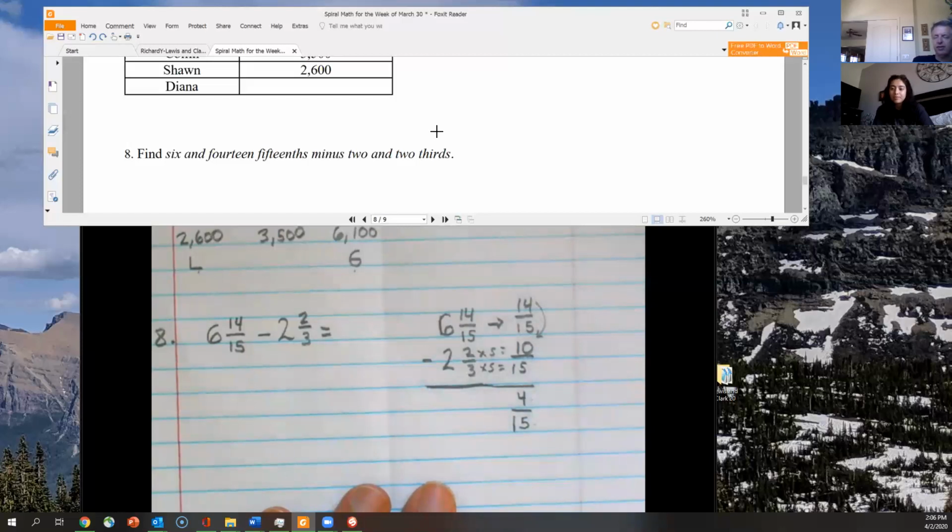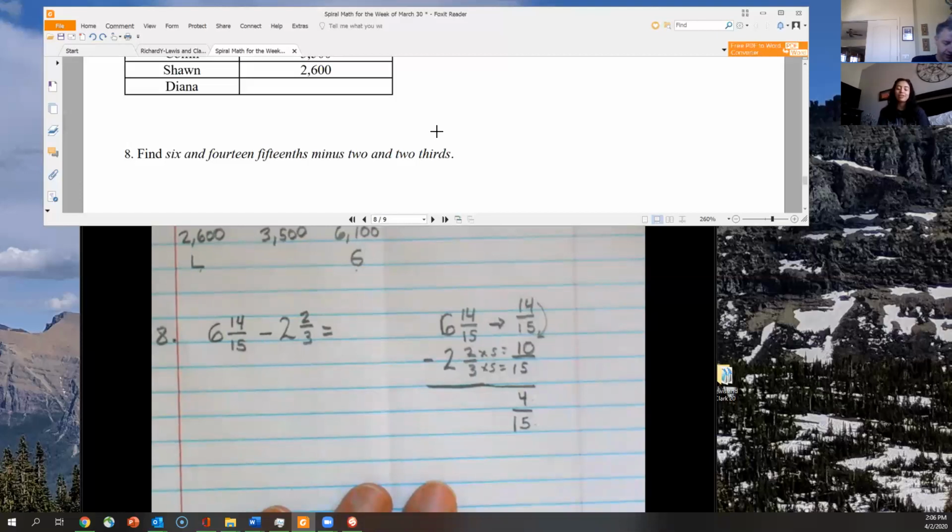What did you say, Ms. Garcia? I'm sorry, you glitched out. You said what? Oh, sorry. So I'm saying that you can't simplify this. Is that what you found out too? Yes, so that is in simplest form. So you guys don't have to do anything to that fraction.